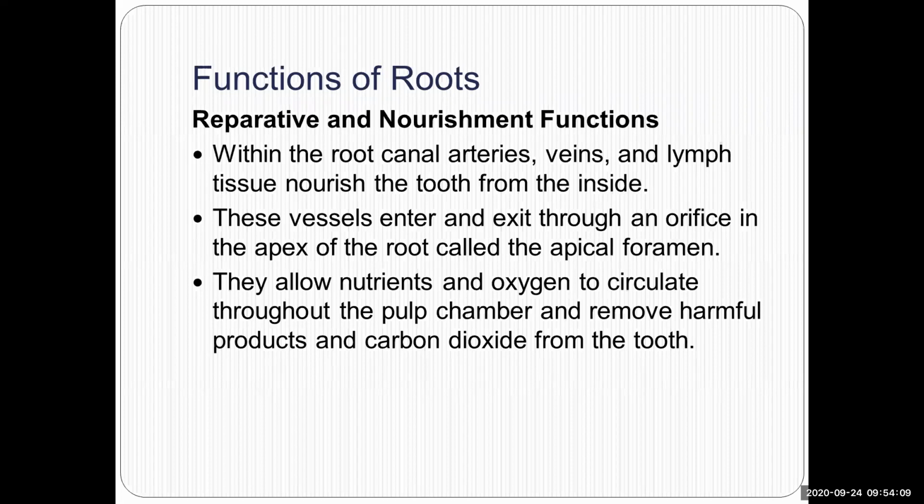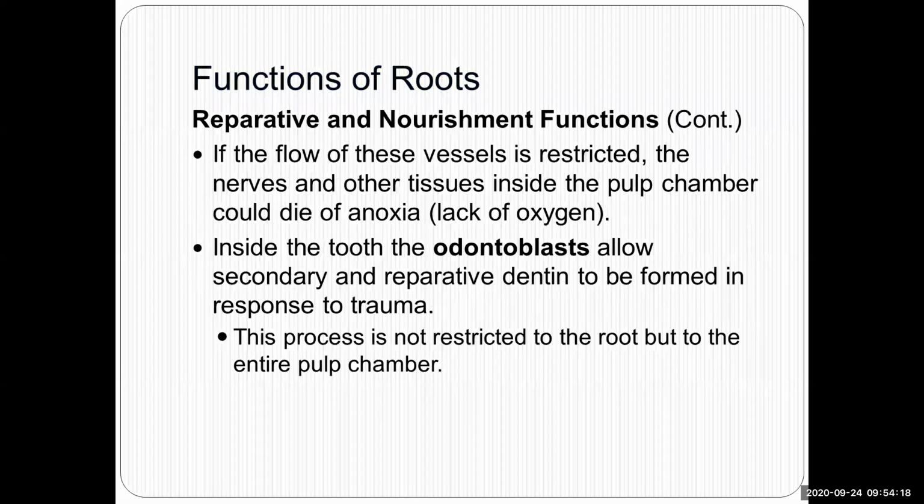They allow nutrients and oxygen to circulate throughout the pulp chamber, as well as remove harmful products and carbon dioxide from the tooth. So if the flow of these vessels is restricted, the nerves and other tissues inside the pulp chamber could die of anoxia, lack of oxygen. And inside the tooth, you've got these odontoblasts. Blasts are forming cells that allow secondary and reparative dentin to be formed in response to trauma. This process is not restricted to the root, but to the entire pulp chamber.